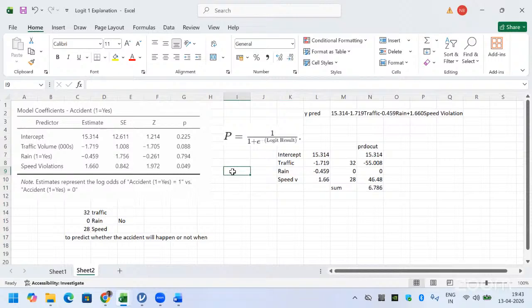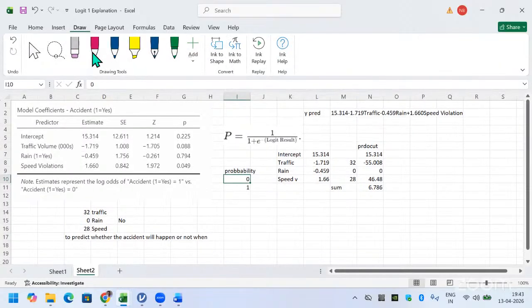As I said, this probability I have to find out, and my probability is going to be either 0 or 1. If it is 0, what does it mean? You have to tell me the meaning of that. If the probability is 0, accident will not happen, so there is no accident. If it is 1, then accident will happen. So this is what I'm trying to predict.